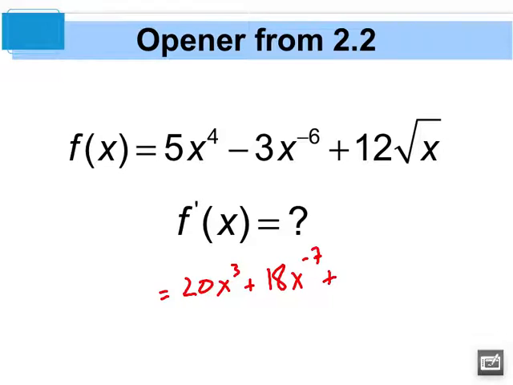Jocelyn? Bill? I got 6 times x to the negative 1/2. So you had the derivative of that correct, but remember it's a constant, so you just take the derivative and then multiply by the number when you're done.